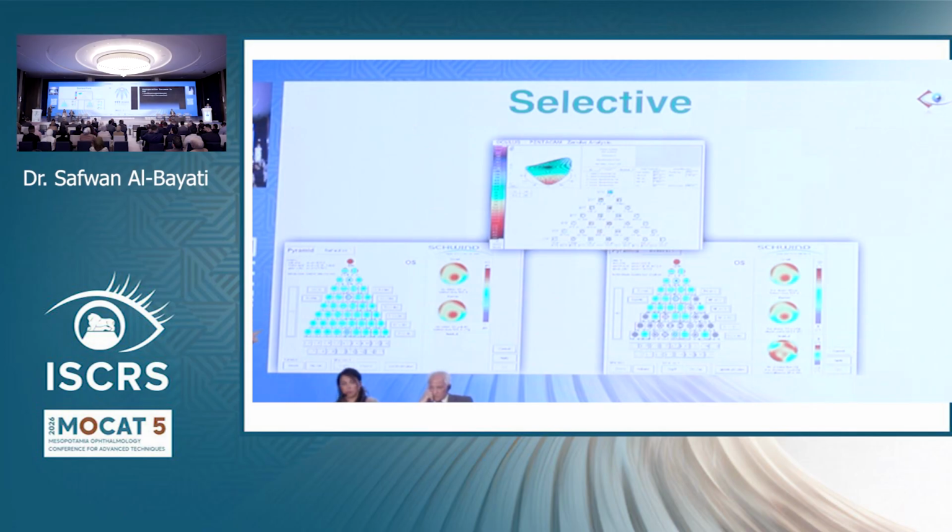Here is the non-selective, here is the total, and here the selective. So when you have the ability to select the clinically significant, which is above 0.25 diopter equivalent, that will be in orange, and the red is 0.5 diopter equivalent. So when we have the ability to treat only the clinically significant, you can save more than 10 or 15 microns, which is a large amount in the keratoconic.